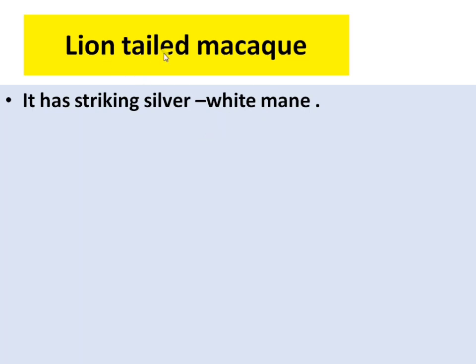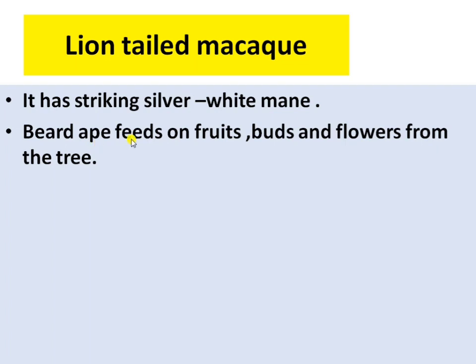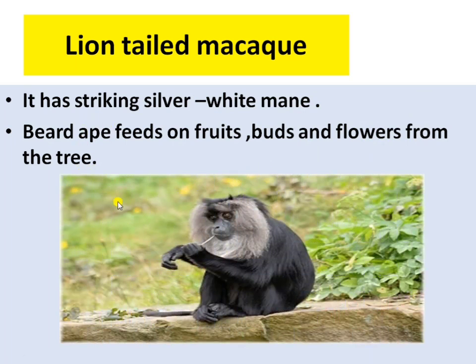The lion-tailed macaque is also known as the beard ape. The beard ape feeds on fruits, birds and flowers from the tree. This is a picture of a lion-tailed macaque. It rarely comes down as it finds its food on the tree. It also feeds on insects present under the bark of the tree.